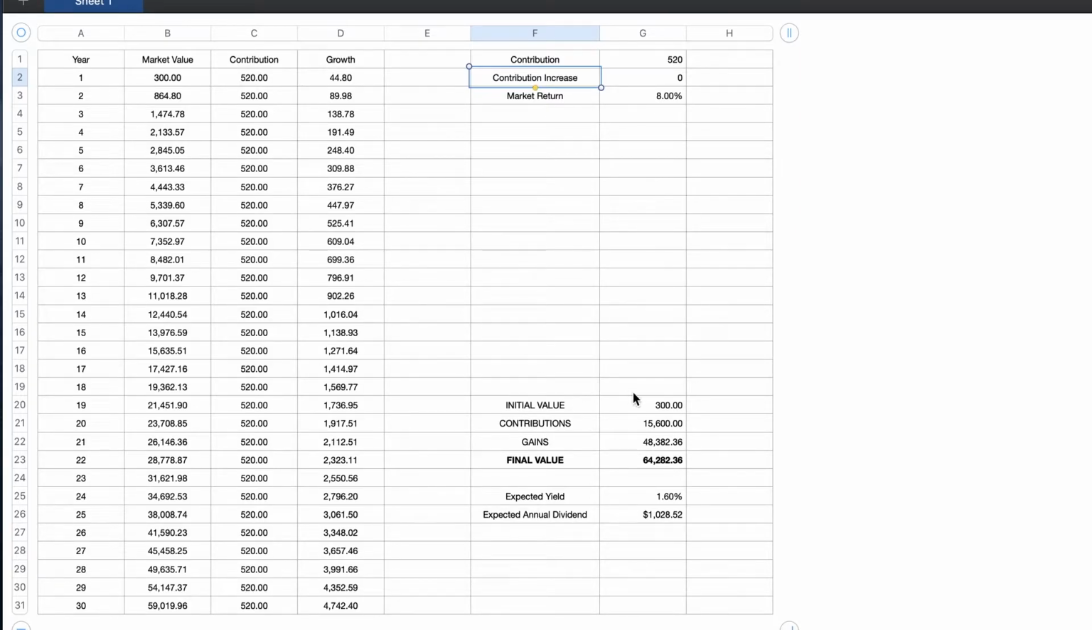I am starting with an initial value of $300, which is about where I expect the portfolio to finish the year, so we'll start next year with $300. As of right now, I am only contributing $10 per week. That equates to $520 annually.